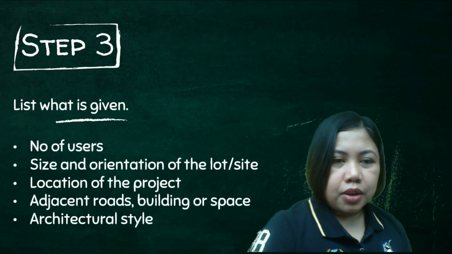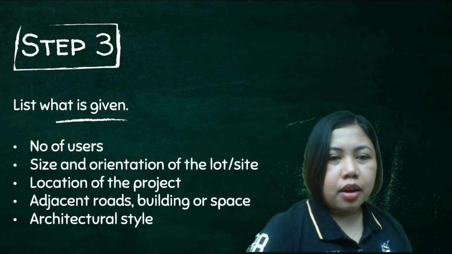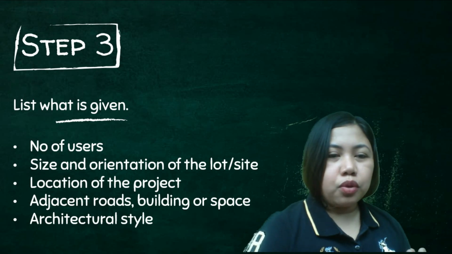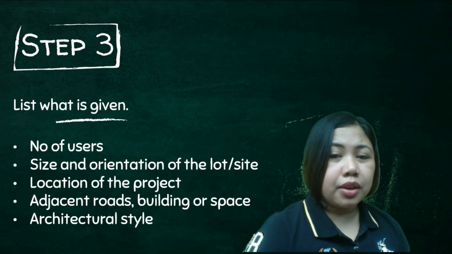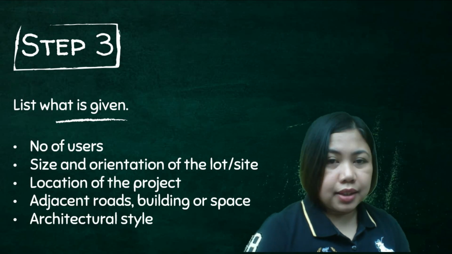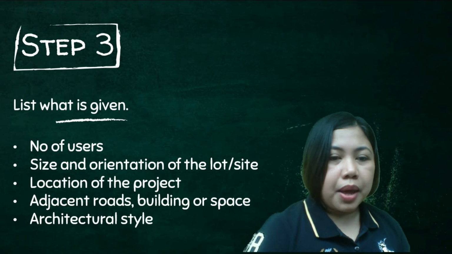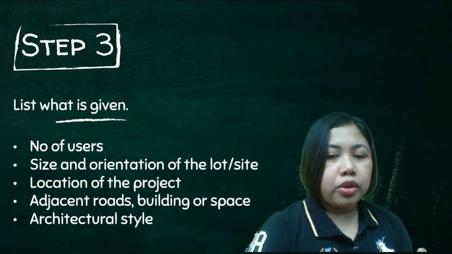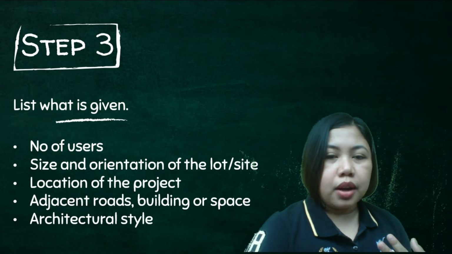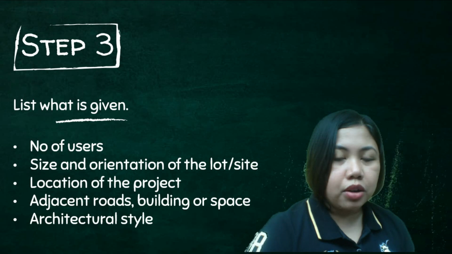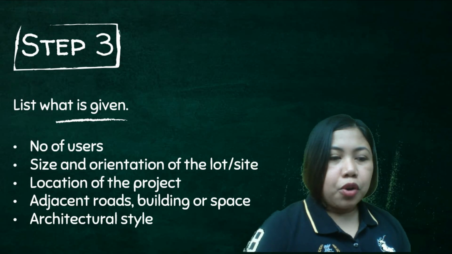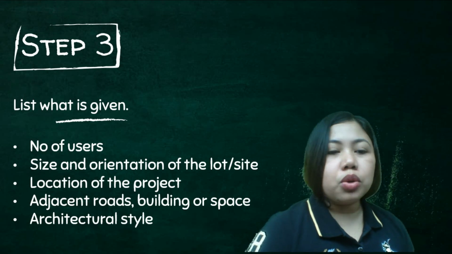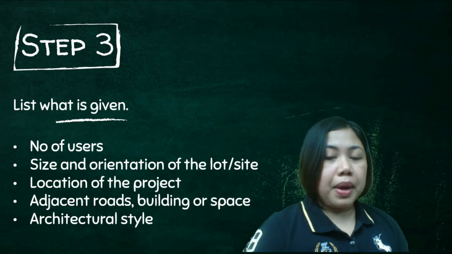So you have to look for the number of users. You have to look for the size and orientation of the lot because it is given on the problem. The location of the project, this is the northern Cotabato. You have to list it down because it would help you in formulating your design concept. And you should also take note of the adjacent roads, building, or space.